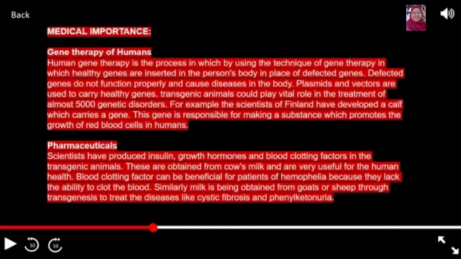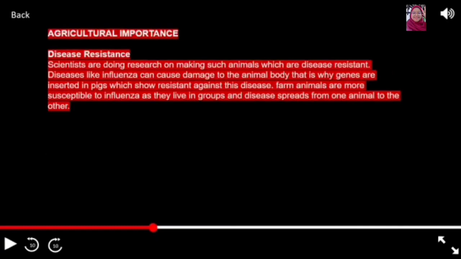Similarly, milk is being obtained from goat or sheep through transgenesis to treat diseases like cystic fibrosis and phenylketonuria. Also, transgenic animals can be important in agriculture. They can be disease resistant. Scientists are doing research on making such animals which are disease resistant.